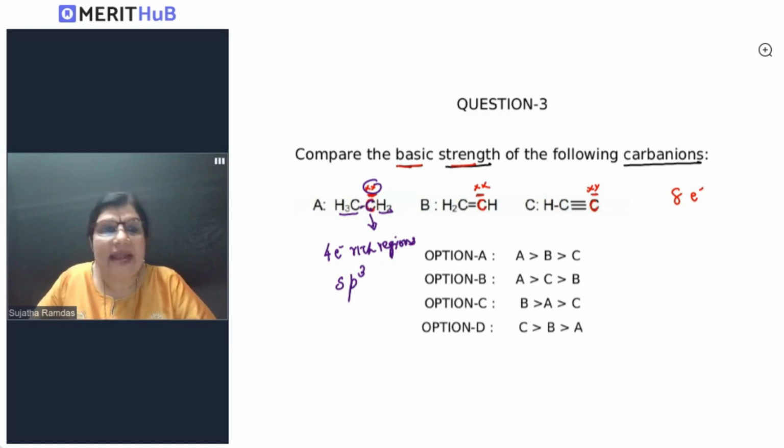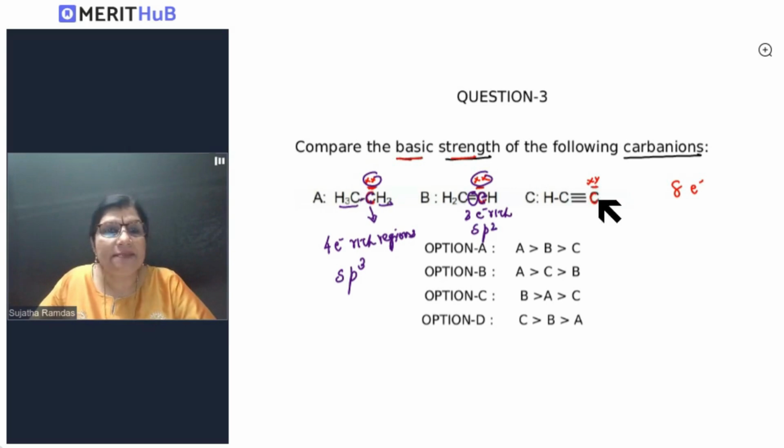Focus on this carbon atom. Double bond implies one electron rich region. So you have 1, 2, and 3. So this will be 3 electron rich regions, and therefore this will be sp2. Now focus on this carbon atom. It has got a triple bond, which signifies one electron rich region, and a lone pair of electrons, which is the second electron rich region.